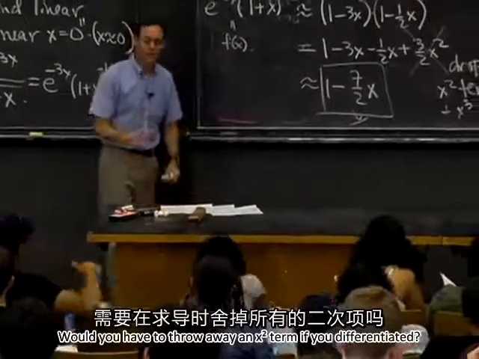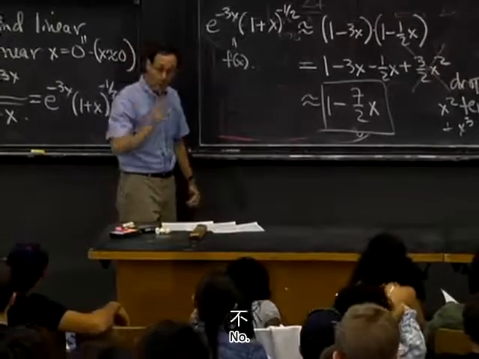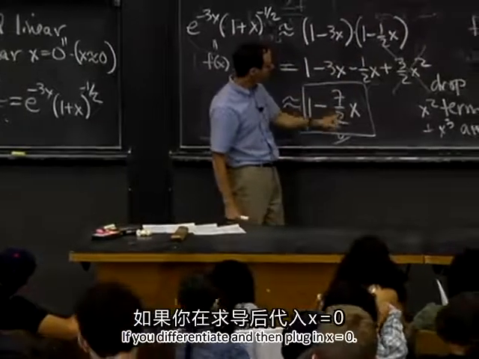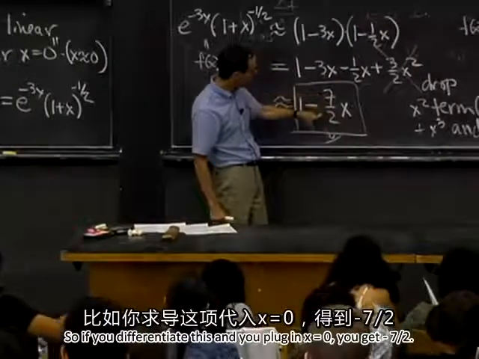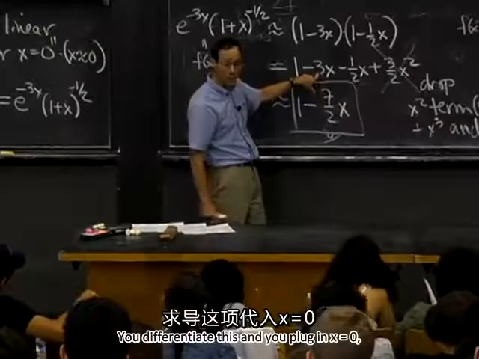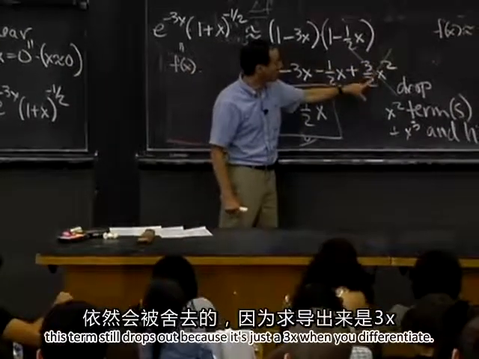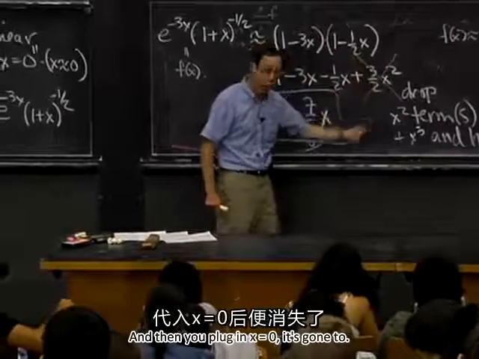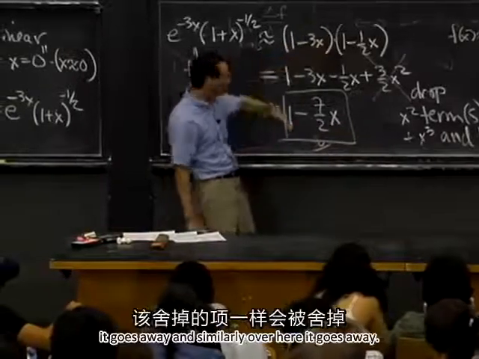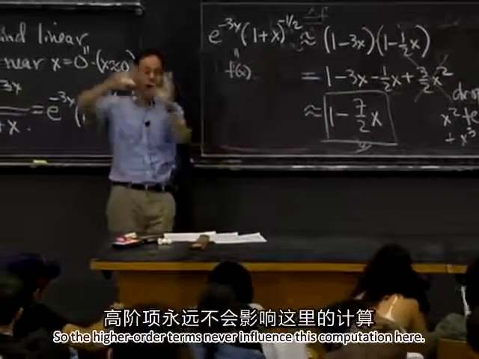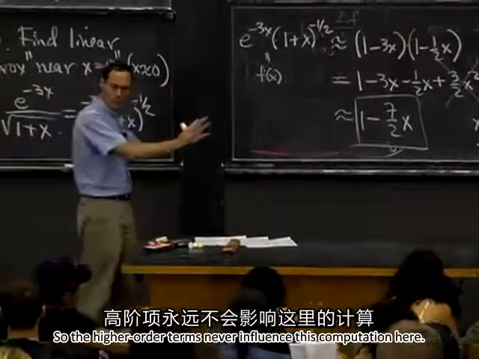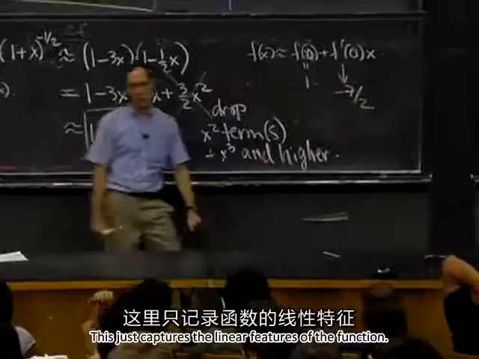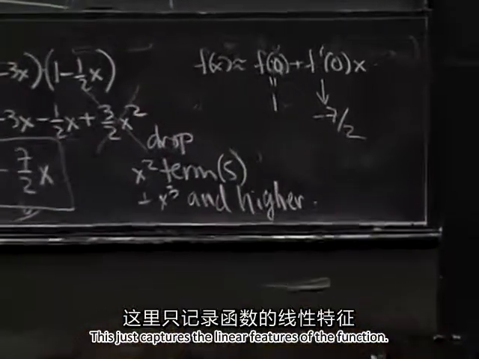Would you have to throw away an x squared term if you differentiated? No. In fact, we didn't really have to do that here. If you differentiate this and plug in x equals 0, you get -7/2. This term still drops out because it's just a 3x when you differentiate, and when you plug in x equals 0, it's gone too. Similarly, if you're up here, it goes away, and over here, it goes away. So the higher order terms never influence this computation. This just captures the linear features of the function.